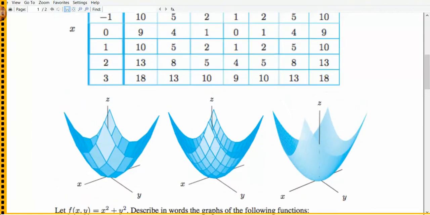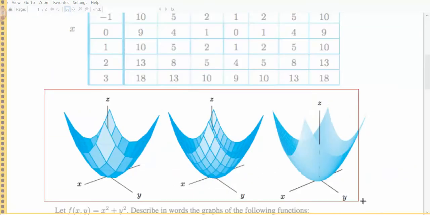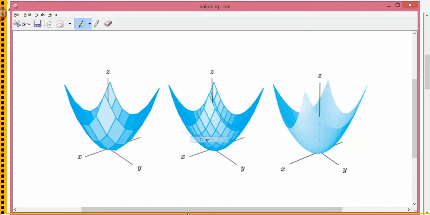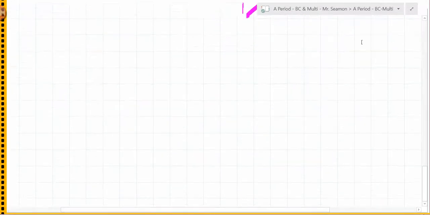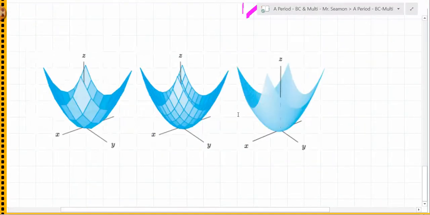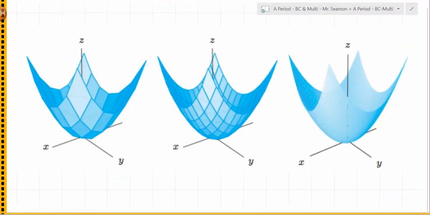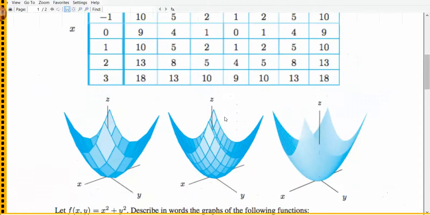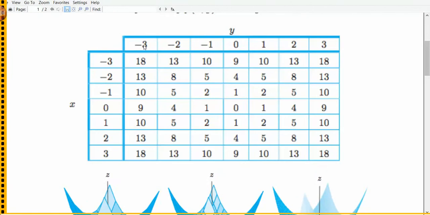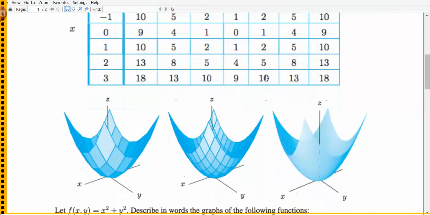So what do you notice here? This is just the same surface, z equals x squared plus y squared right here. What's the only difference between these 3? The size of the little diamonds. Yeah, the size of the diamonds. Essentially, can you plot more points? When you looked at that chart before, it broke it into integer values: negative 3, then negative 2, then negative 1. Could you make that more dense? You can add in more points. And if you add in more points, what happens to your surface? It becomes more smooth. Exactly.